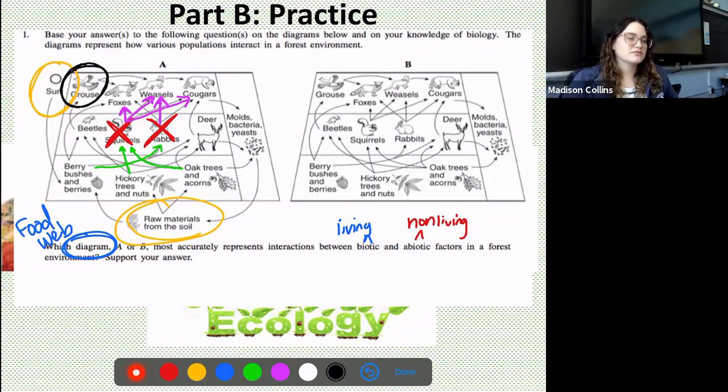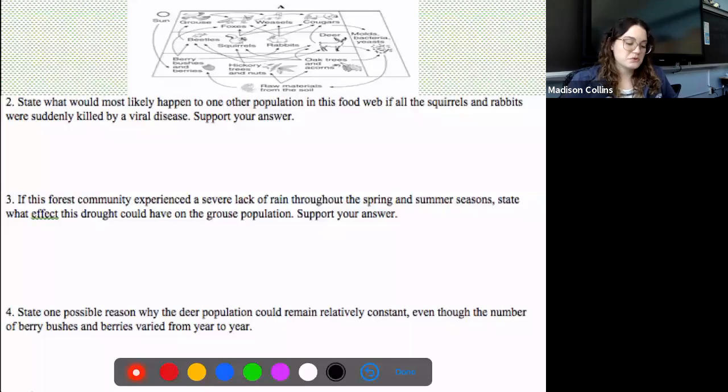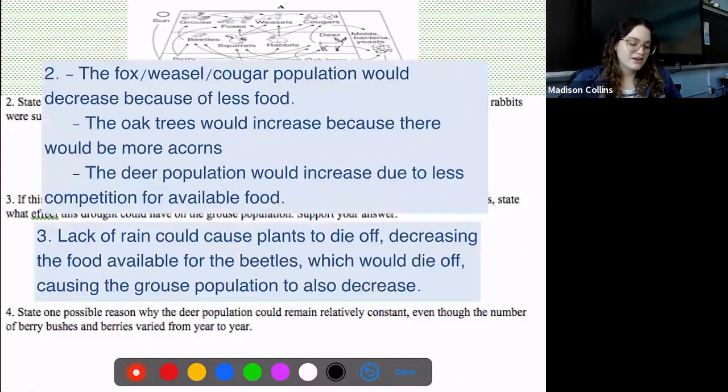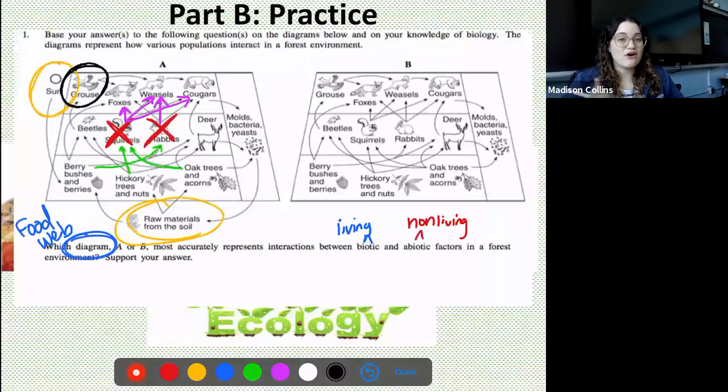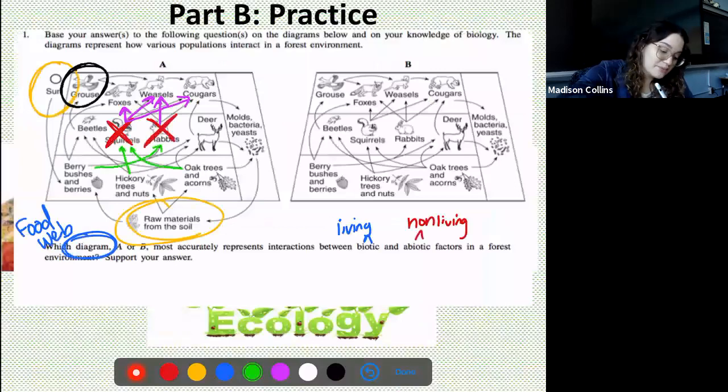Well, think about what's going to happen in a drought. There's not enough rain. What organisms need rain? Well, a lack of rain could cause these plants to die off, which would decrease the food available for the beetles, which would then die off, causing the grouse population to also decrease. So again, this shows us how all of these populations are affected. Even though the grouse doesn't necessarily eat the plants, it does eat beetles, which do eat the plants.